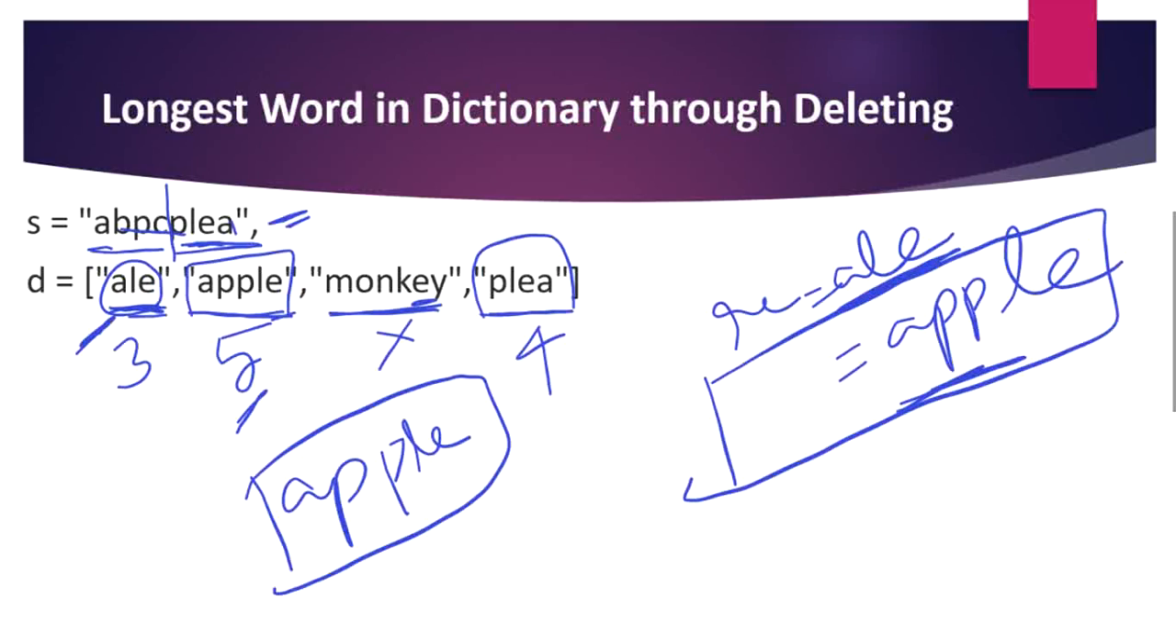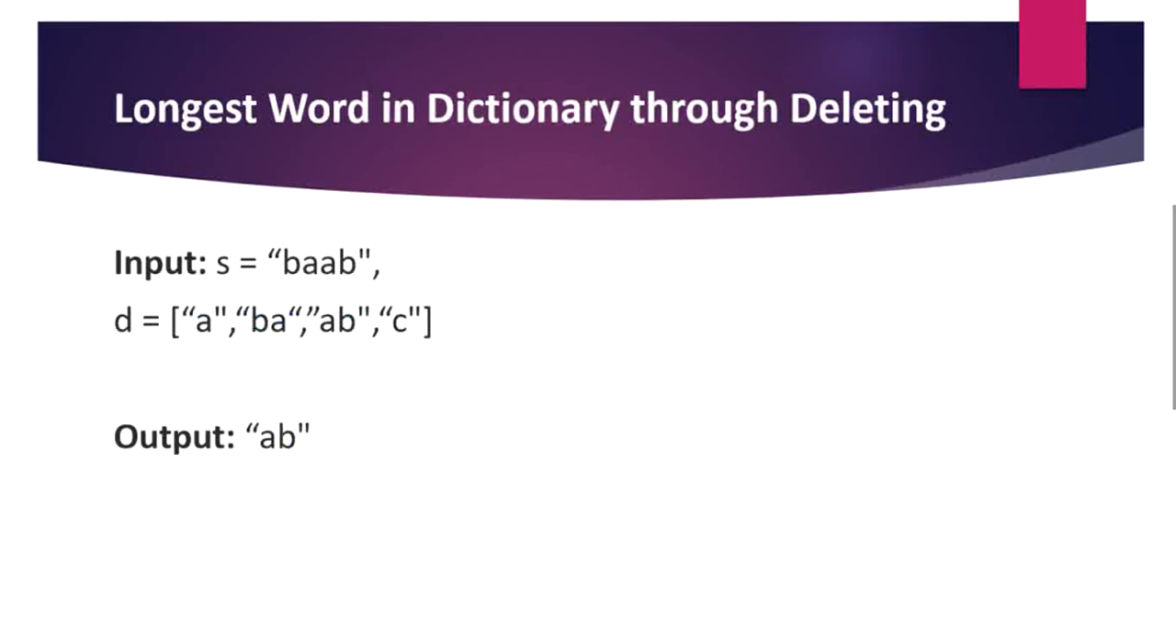Here I faced two complications. The first one is time limit exceeded. As I submitted the solution, it works fine, but I couldn't run it within time. The second thing is, consider this case. Here, if we are applying the same logic, the first word A can be formed from the string by deleting the three other characters. So we are updating our result to A first.